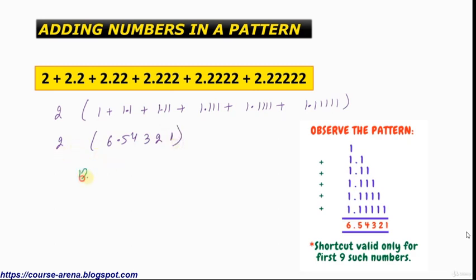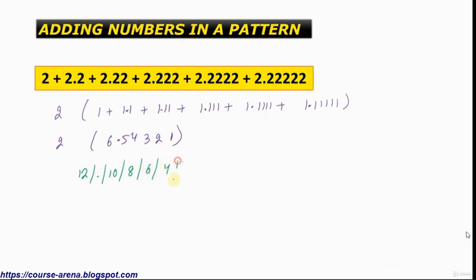So 2 into 6 becomes 12, 2 into 5 becomes 10, 2 into 4 becomes 8, 2 into 3 becomes 6 and then 4 and then 2. Now this is a simpler calculation, so all we need to do is carry over this one. So this will become 13.08642, and that is going to be our final answer.